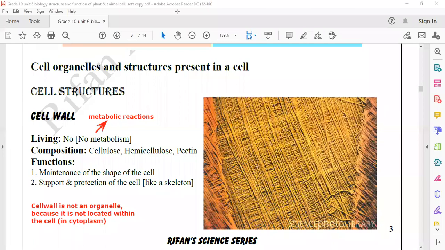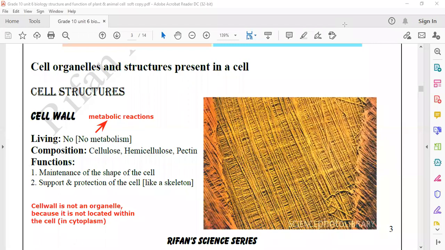So any structure having these metabolic reactions is considered living. Any structure not having these metabolic reactions is considered non-living. So according to science, metabolic reaction decides whether something is living or non-living. In the cell wall, no metabolic reactions are taking place. Because no metabolic reactions are taking place, it is non-living. Hope you are clear.